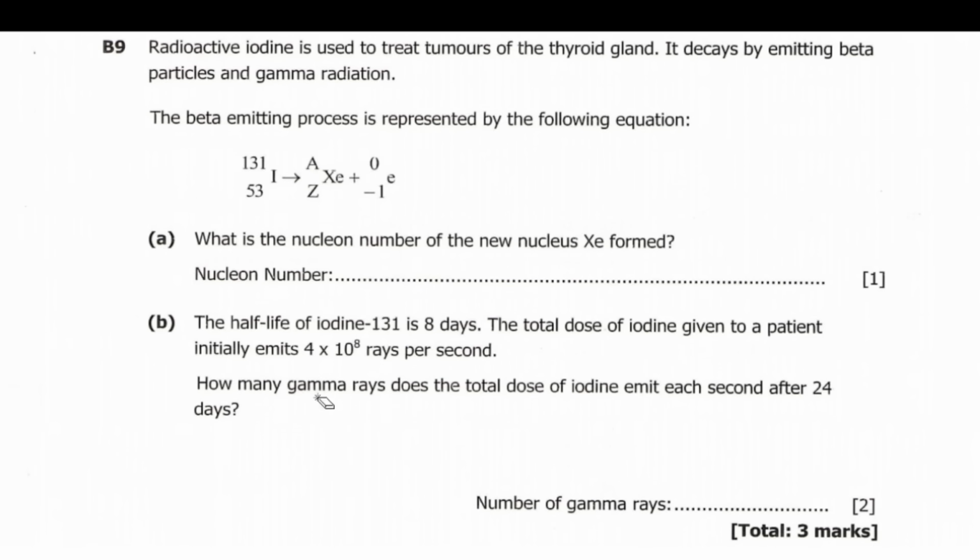Then you go to another question, which is 9, which reads: radioactive iodine is used to treat tumors of the thyroid gland. It decays by emitting beta particles and gamma radiation. The beta emitting process is represented by the following equation. You have iodine 131, 53, which decays to another element Xe with mass number A, atomic number Z, plus a beta particle.